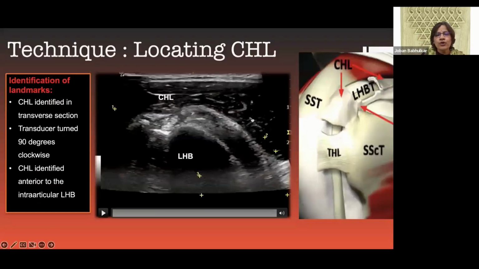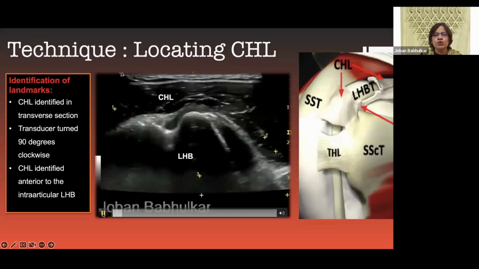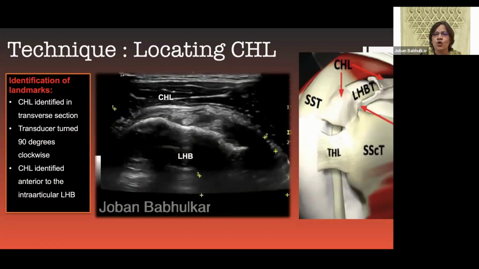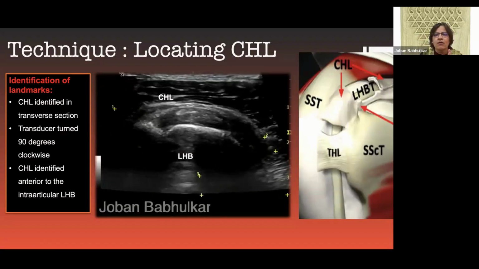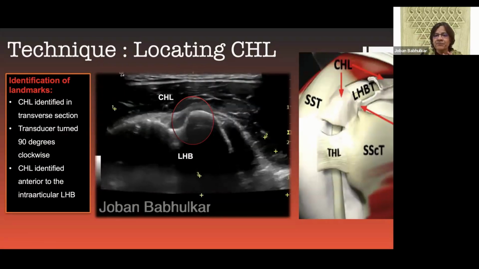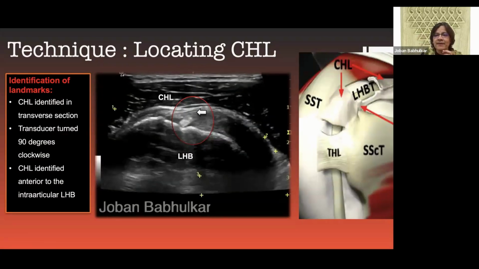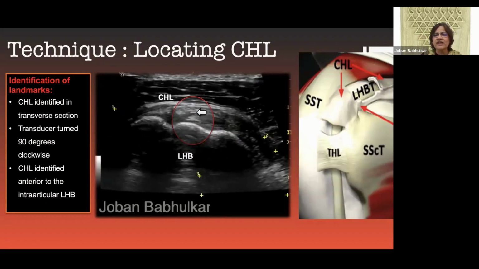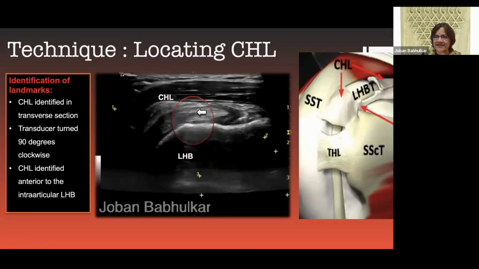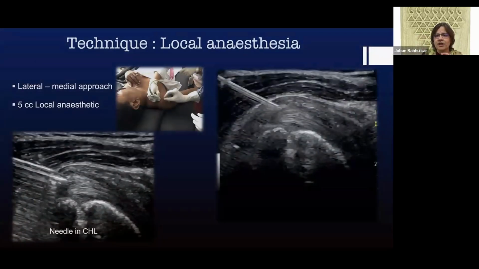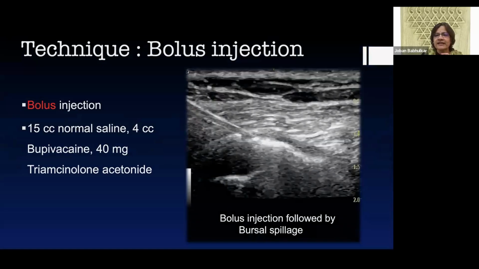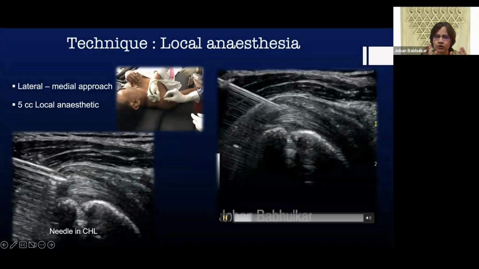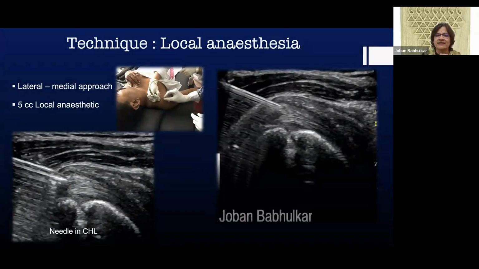Now, how do you locate the CHL? I think Rolly showed this to you. So this is the long head of biceps in the bicipital groove. I'm tracing it cranially in its short axis. And this bright thing that you see in between the LHB tendon and the peribursal fat is usually where the coracohumeral ligament is located, just anterior to the intra-articular portion of the long head of biceps, and that is what we target. So this is my needle that is there within the rotator cuff interval targeting the CHL.